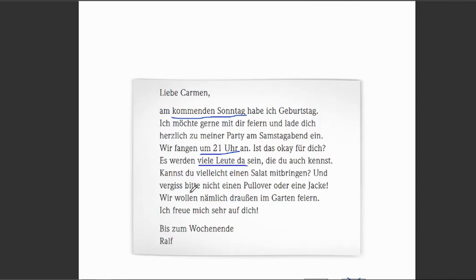Und vergiss bitte nicht einen Pullover oder eine Jacke.